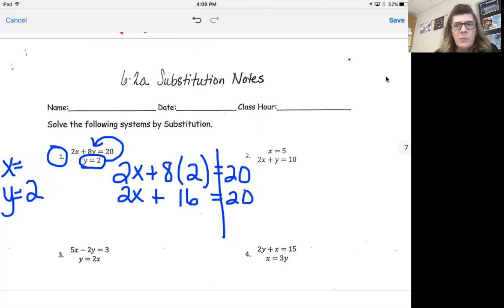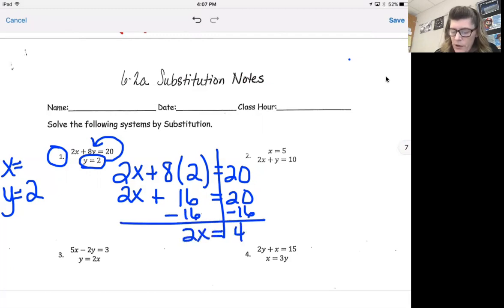Now it's a two-step equation. So I'm just going to subtract 16 from both sides. I get 2x equals 4. I divide by 2, and x equals 2. x is equal to 2, y is equal to 2.